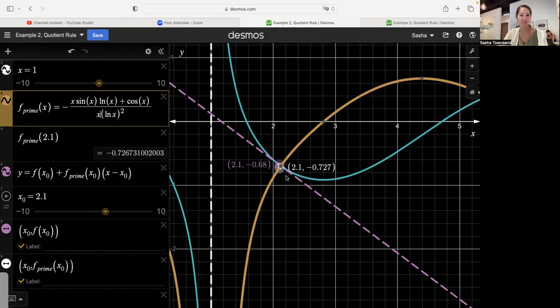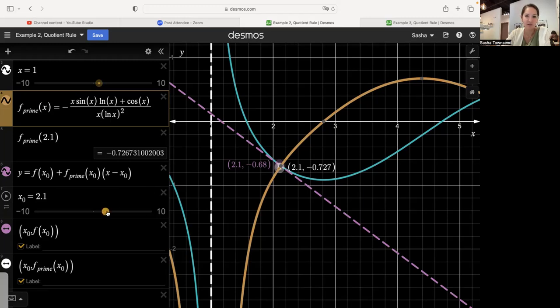That's interesting. Looks like the tangent line has a slope of negative 0.727. And it looks like it's crossing here at this point. It looks like the function value and its derivative are the same. They're not exactly the same. The function value is negative 0.68 and the derivative value is negative 0.727. But because those numbers are so close together, it's a little bit hard to tell that they're different from each other.